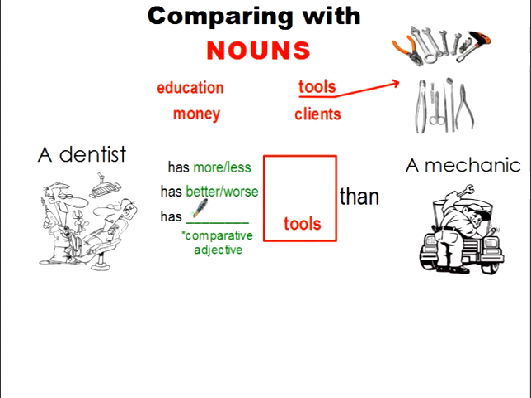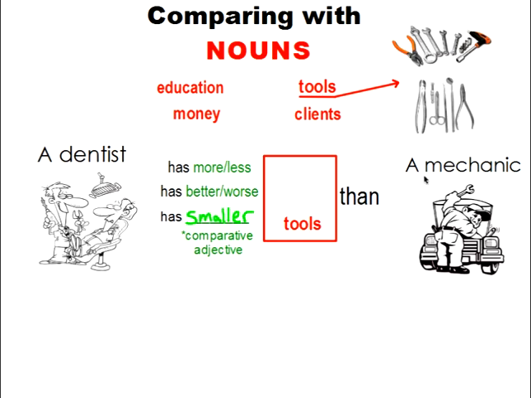And I'm going to use the adjective small, but I want it to be a comparison. So smaller. Smaller is the comparison. So if I think, well, which one has smaller tools? Well, if I look, definitely the dentist has small tools for the mouth, and I know a mechanic has big tools for the car, so I'm going to say a dentist has smaller tools than a mechanic.